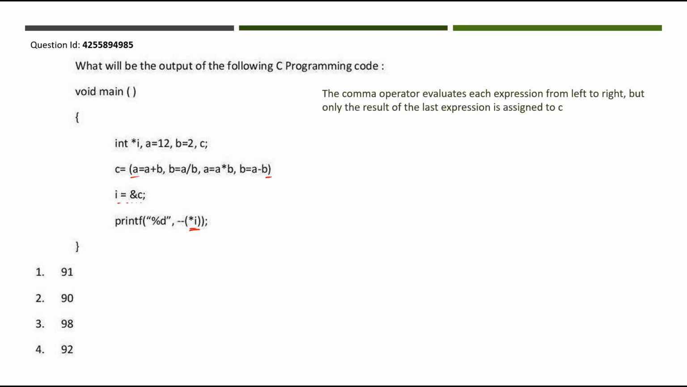The comma operator evaluates each expression from left to right, but only the result of the last expression is assigned to C.